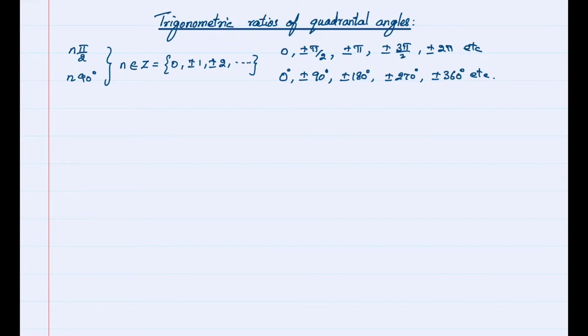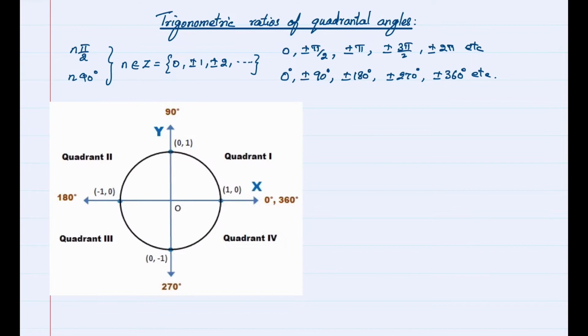Now, let us learn the trigonometric ratios of these quadrantal angles. Let us consider this unit circle. Unit circle means a circle with radius 1 unit. We are considering a circle with radius 1 unit to make our calculations easier. The quadrantal angles are marked here: 0 degrees, 90 degrees, 180 degrees, 270 degrees, 360 degrees, etc.